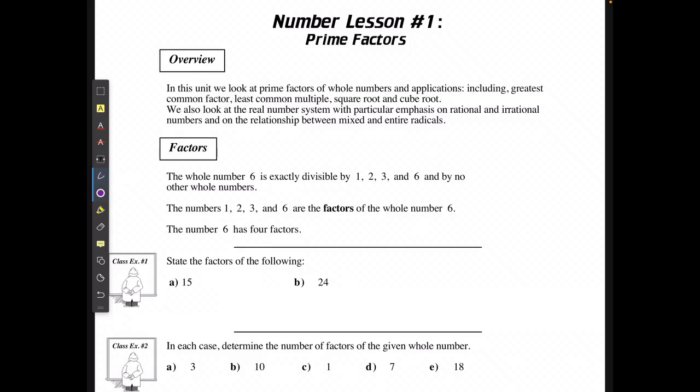Okay, so for this lesson, we're going to take a look at prime factors and how they relate to prime and composite numbers. So when we're talking about factors, we're talking about the whole numbers that 6 is divisible by, or 12 is divisible by, or 24 is divisible by. All of the whole numbers that you can divide 6 by exactly are 1, 2, 3, and 6, which means that we refer to these as the factors of the whole number 6.